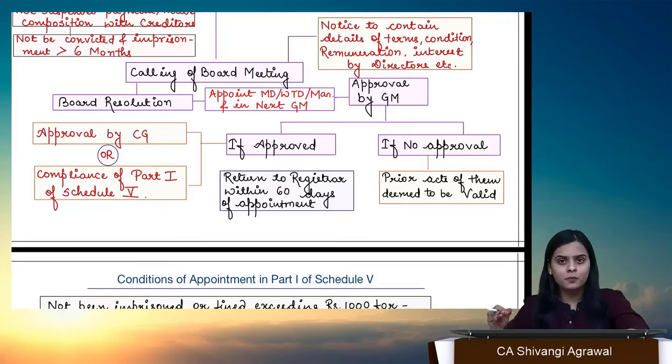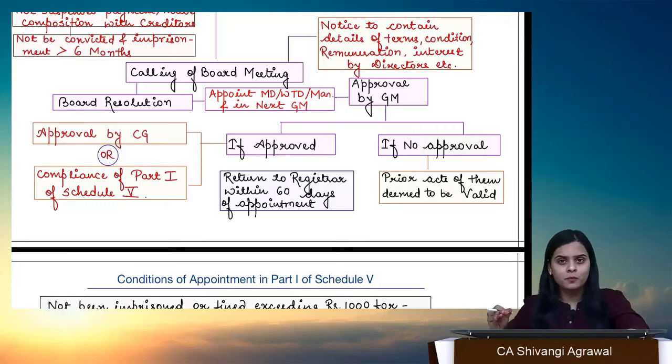How do we calculate effective capital? Effective capital means paid up share capital, securities premium, your loans, your reserves and surplus, minus your investments, minus your losses, minus your preliminary expenses. So you get the figure of effective capital.